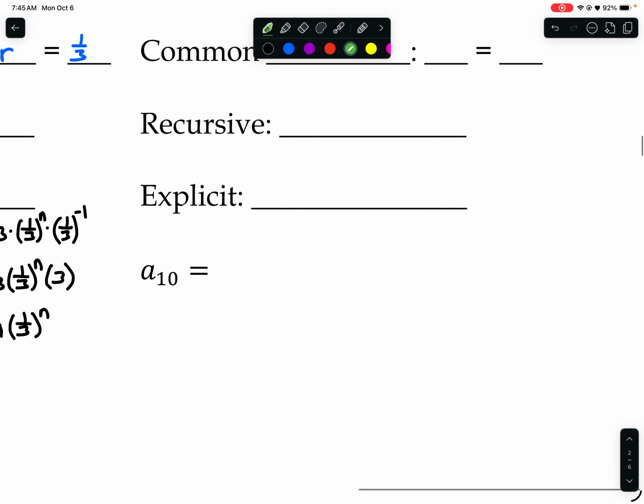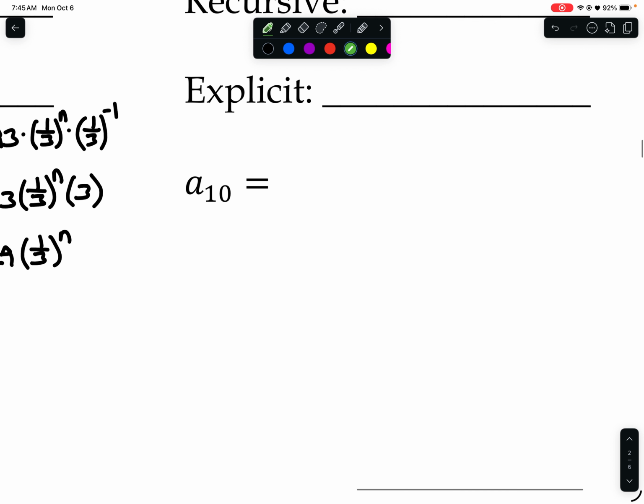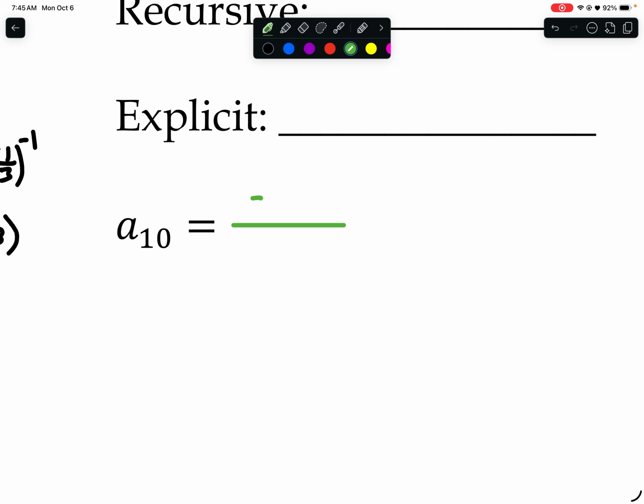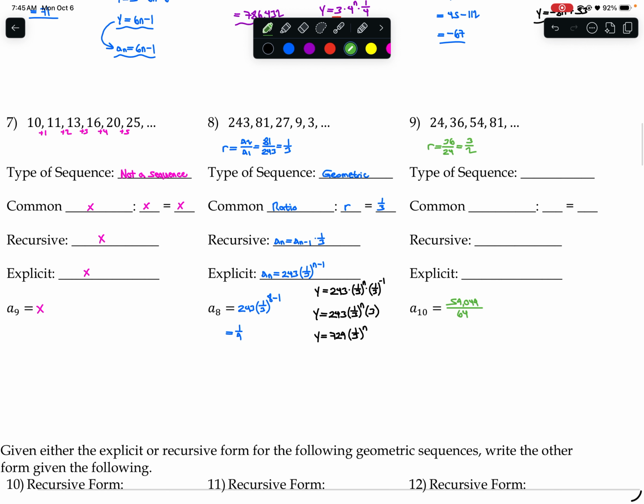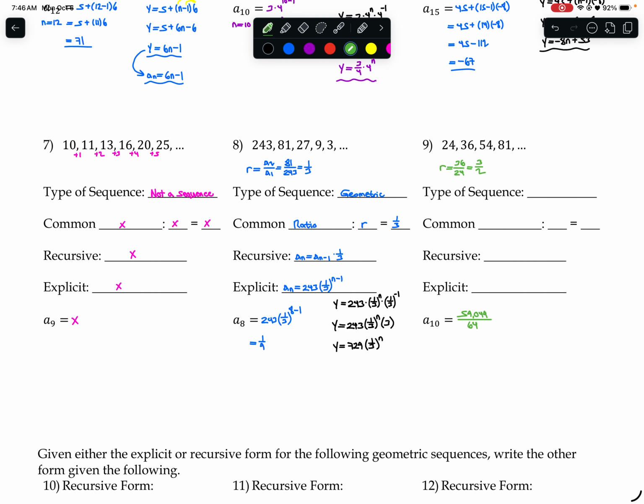I will say the value of the 10th term is a gross number, but I'll at least write it out so you can check it. So it should give you 59,049 divided by 64, which, gross. But that would be your 10th term if you want to check it.